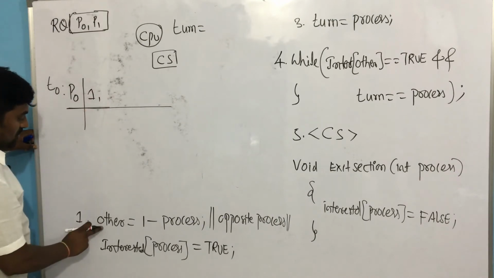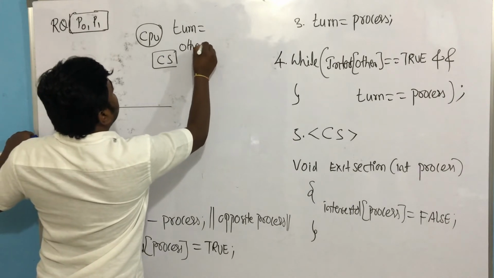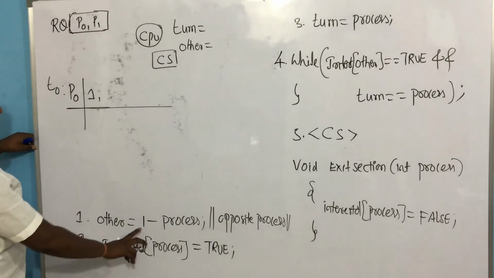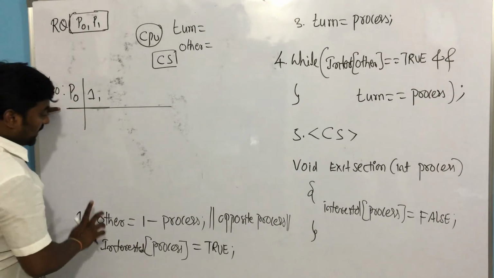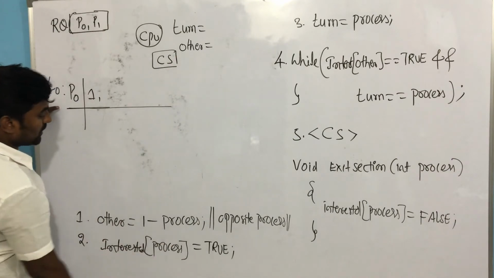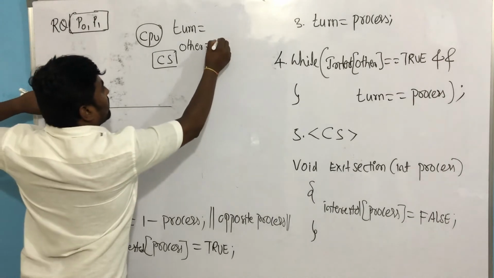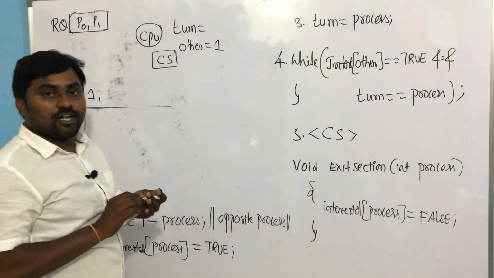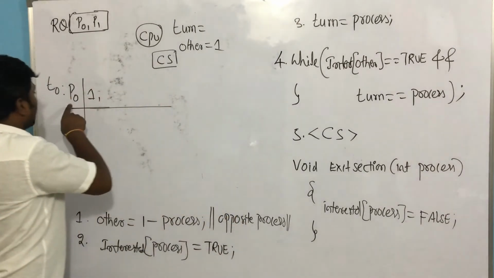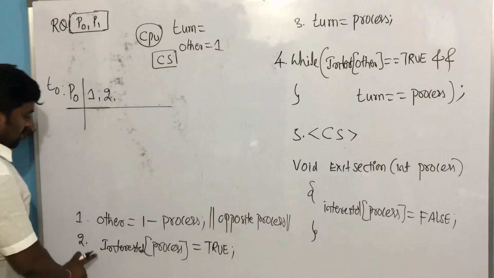What is the first instruction? It initializes other. I will also use the other variable. Now see, other equal to 1 minus process. Who is the process here? P0. And you should understand carefully here, I initialize the variable other equal to 1 minus process. Other is what? 1. Now I hope you are understanding. There are two processes, process and other. Process is P0, other is 1, you have to understand. And the second instruction, what is the second instruction?